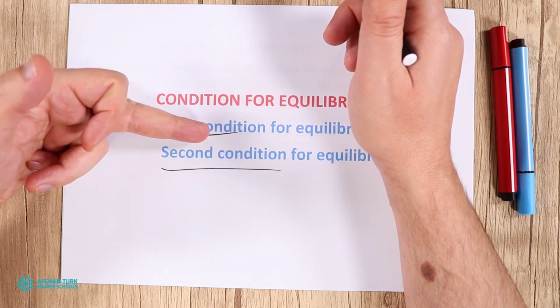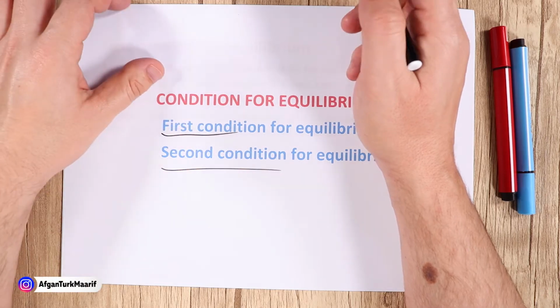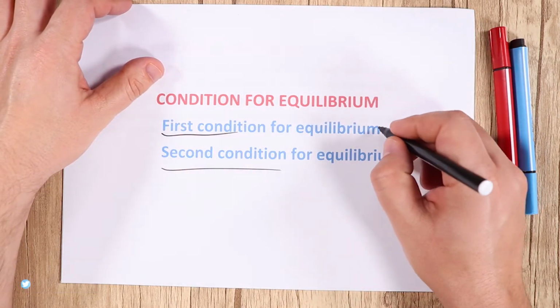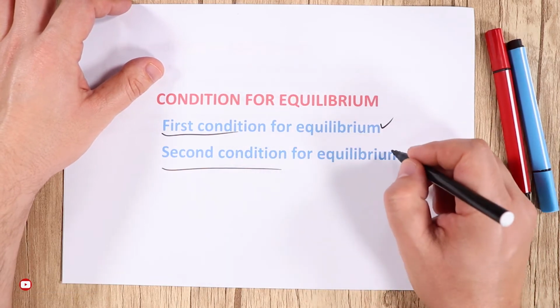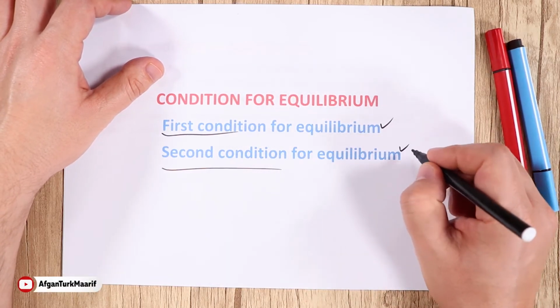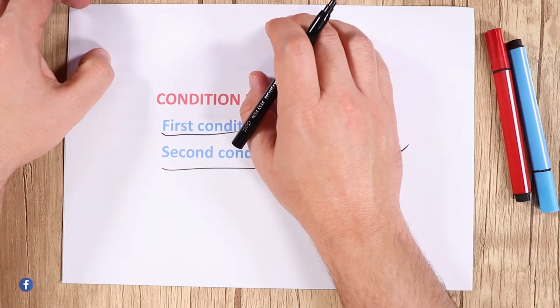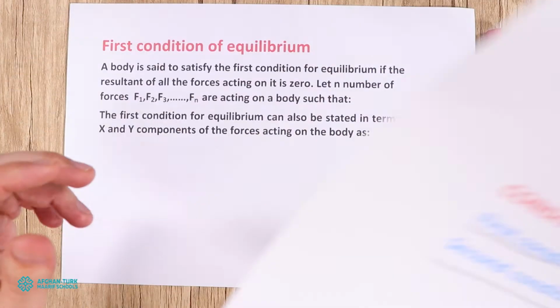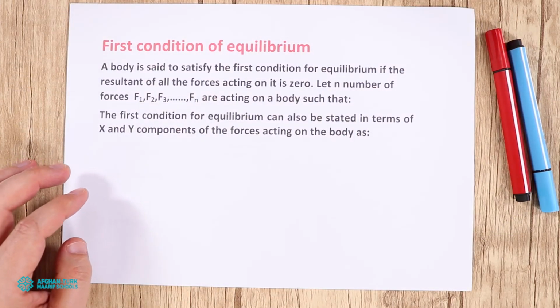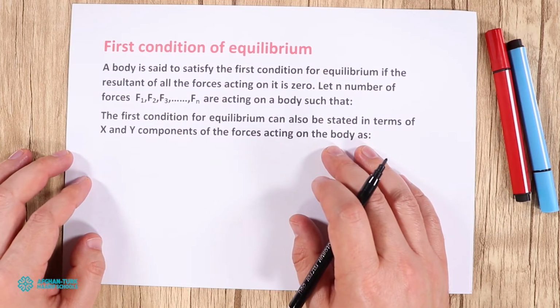What is the first condition? First, we are going to study the first condition, and after this, we are going to learn about the second condition. Let's see one by one what the first condition and the second condition for equilibrium are. Okay, let's see the first one.